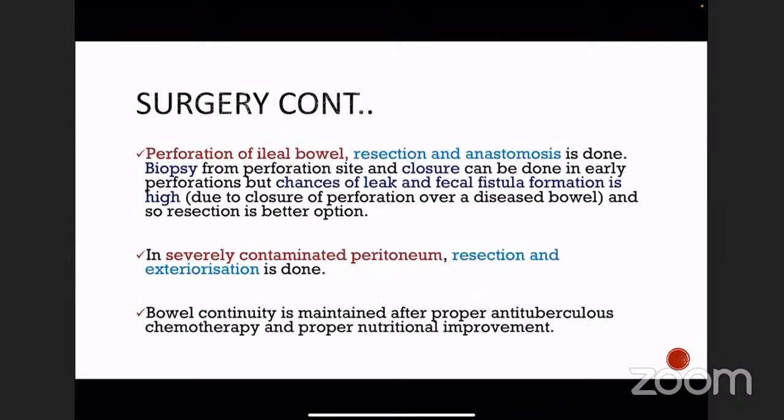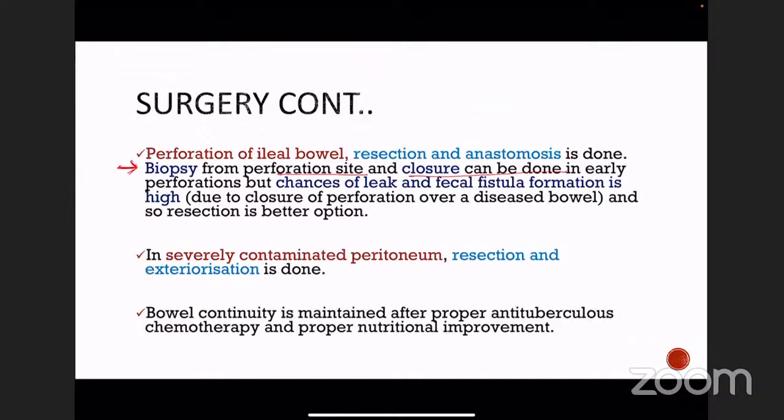Now if there is no stricture, but the patient has a perforation of the ileal bowel, what will you do? Resection and anastomosis is the ideal procedure in perforation of ileal bowel in abdominal tuberculosis. Biopsy from the perforation site and closure can also be done. Resection is the ideal method, but after taking a biopsy, the perforation site can be closed primarily in a few patients, but there are chances of leak and fecal fistula formation. That is why we prefer to do resection and anastomosis rather than closing the perforation primarily in patients of abdominal tuberculosis. In a severely contaminated peritoneum, resection and exteriorization is done.